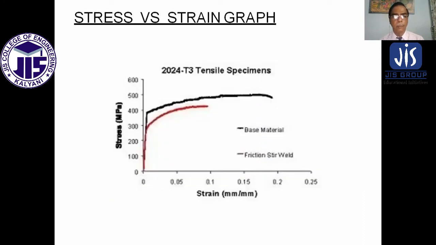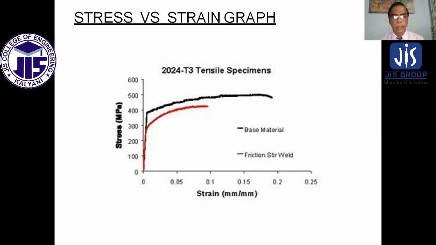This is the stress-strain graph, with stress and strain, and the tensile test on the UTM. This is the standard, and this is the friction stir weld. The curves are very much parallel, so good strength is there and it can be considered a good strength weld.